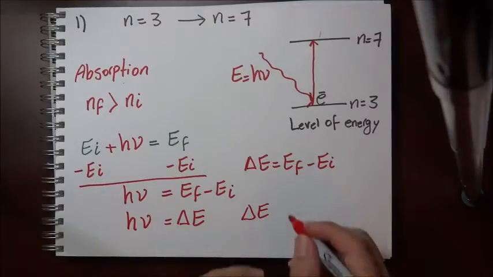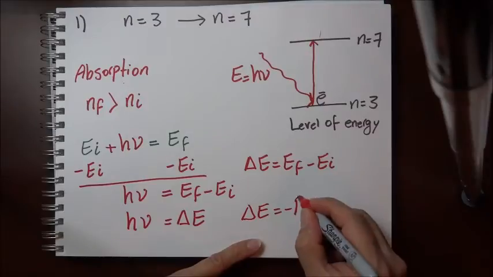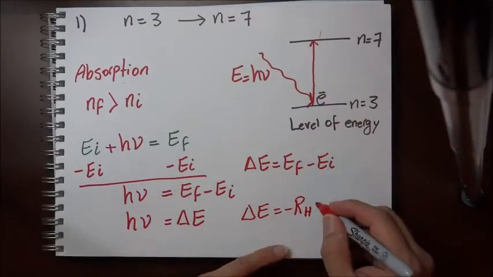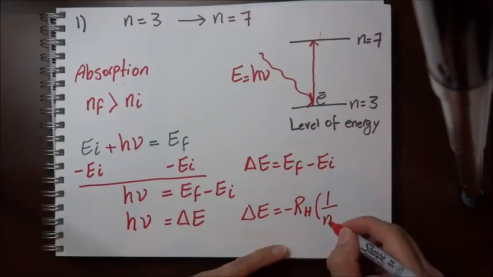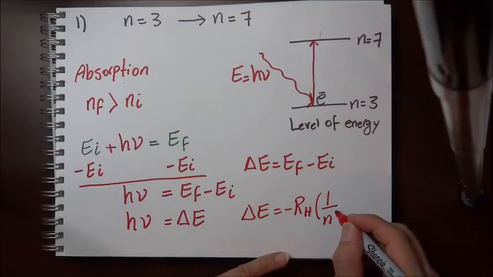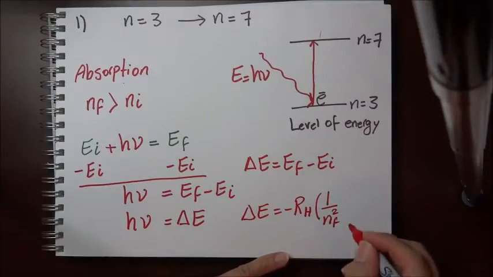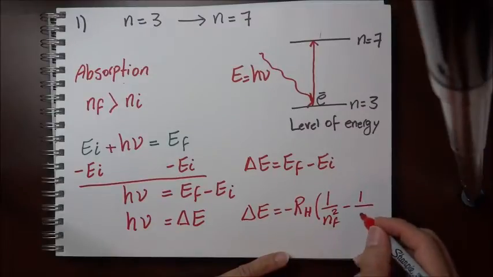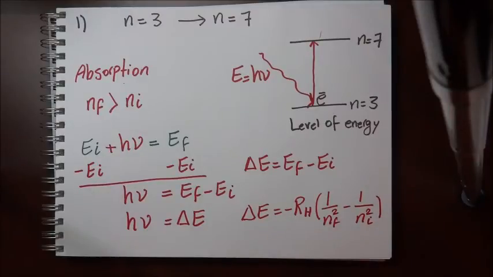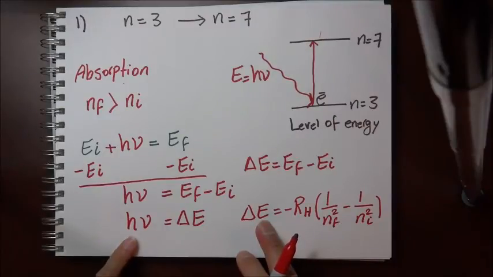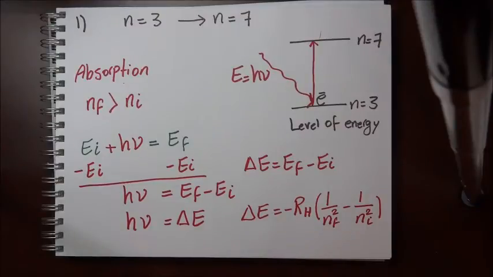Delta E equal to minus Rydberg constant times 1 over square of final n minus 1 over square of initial n. So if I can calculate delta E, in another word, I got h nu. h is constant, so now you can calculate nu, which is the frequency.